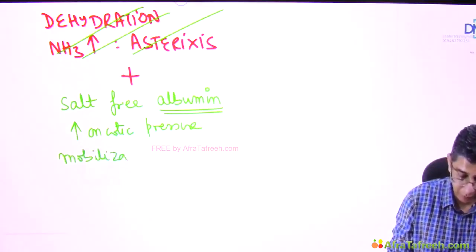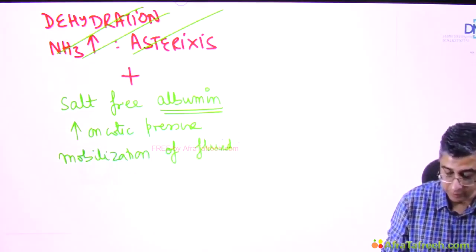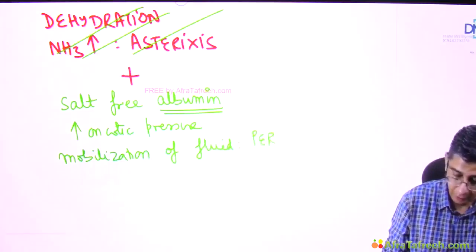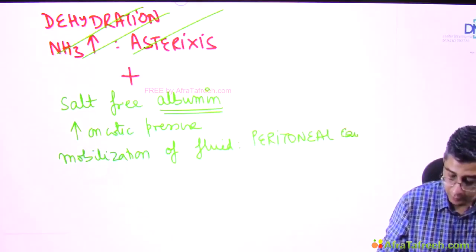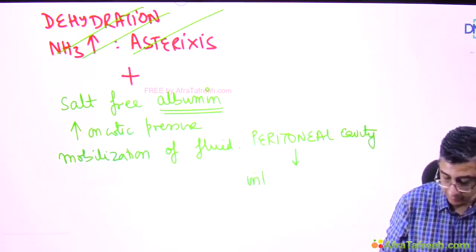Now you need to listen to my words very carefully. It will cause mobilization of fluid from the peritoneal cavity. Whatever fluid is wasted in the peritoneal cavity of this alcoholic cirrhosis patient, some of this fluid or most of this fluid, due to increase in oncotic pressure, will start moving back into the intravascular compartment.